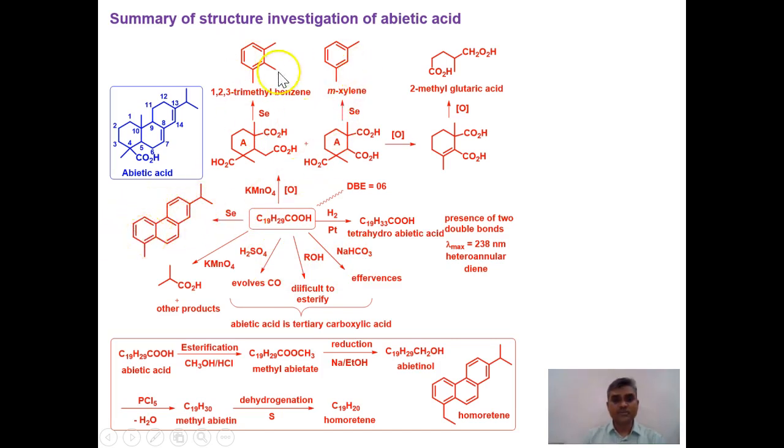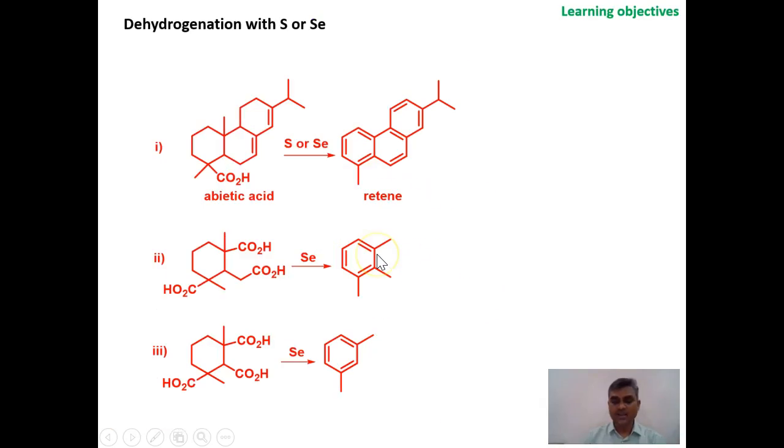Then the position of the angular methyl group was proved on the basis of the formation of these two tricarboxylic acids, and the position of the CO2H group was proved on the basis of homoretene formation. So this is all about the structure determination of abietic acid.